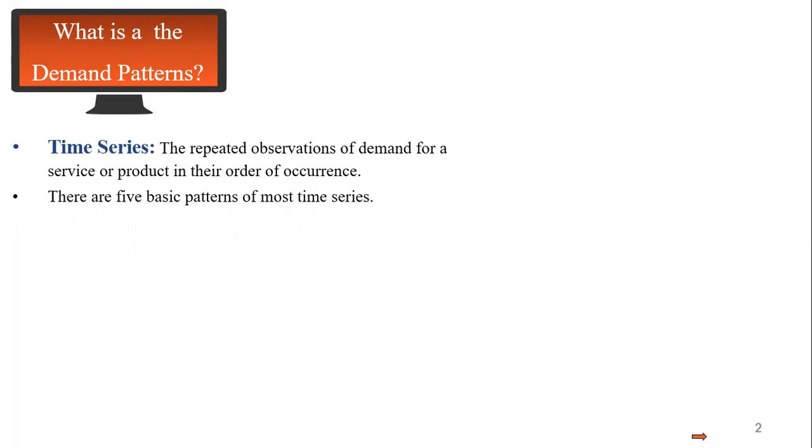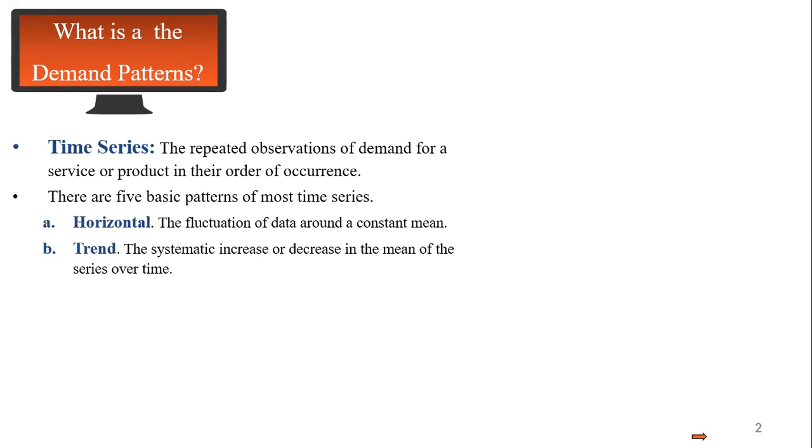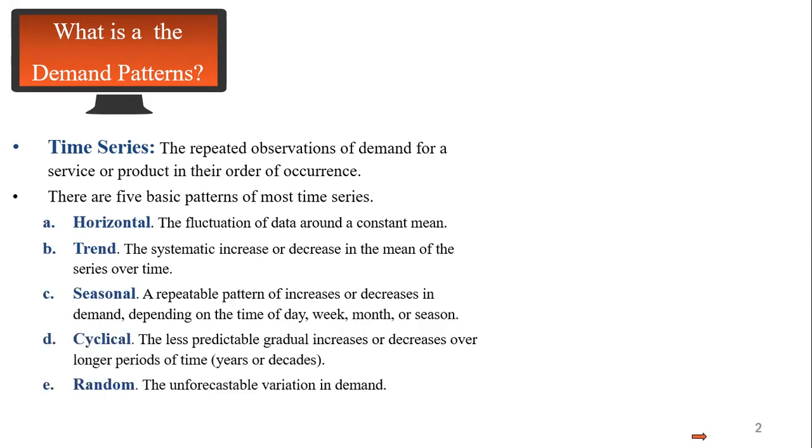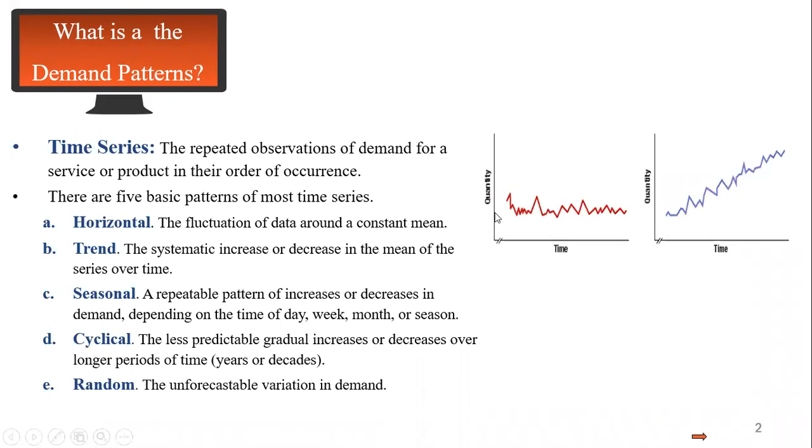Let's say that we have this data in different forms. What kind of patterns can we see? It can be horizontal, a trend, seasonal, cyclical, or random. Horizontal means that the fluctuation of the data is within a certain range, the maximum and the minimum. This is called horizontal fluctuation, up and down across the mean. Assume that the mean is 5, so it is fluctuating either above the 5 or below the 5. This is the meaning of fluctuating data around a constant mean.